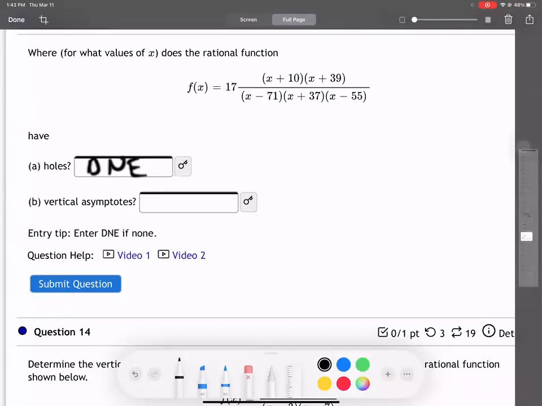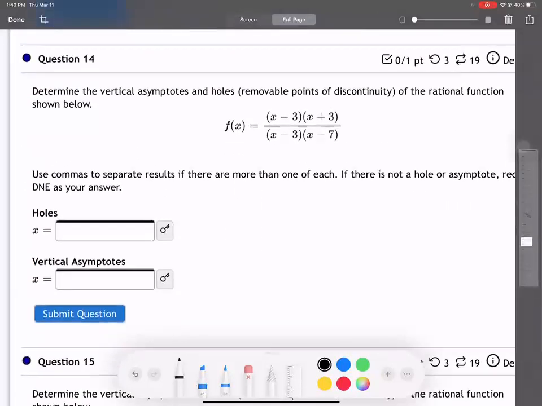Sorry, I kicked over my fan. Vertical asymptotes. Take a look. Vertical asymptotes are here, here, and here. 71, negative 37, and 55. Right? That's x equals 2. Okay.